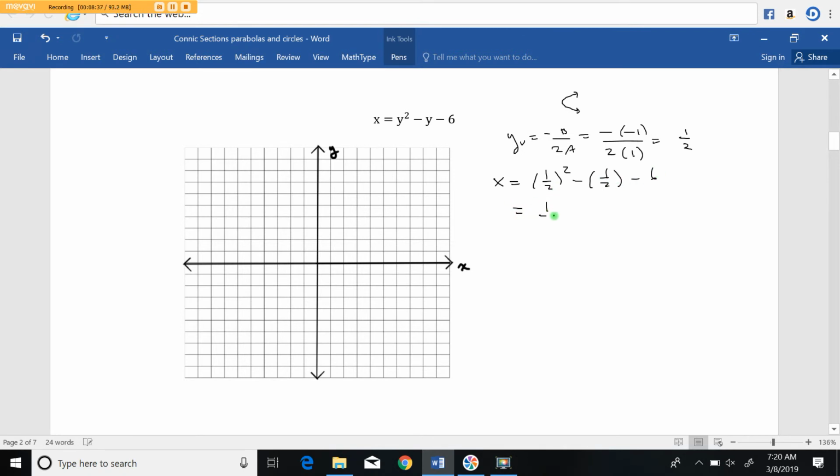So that's going to give us, let's see, 1/4 minus 1/2 minus 6. Oh, and let's common denominator this. That'd be a 4. So 1 over 4 minus 2 over 4 minus, if we write this with a denominator of 4, that'd be 24 over 4.